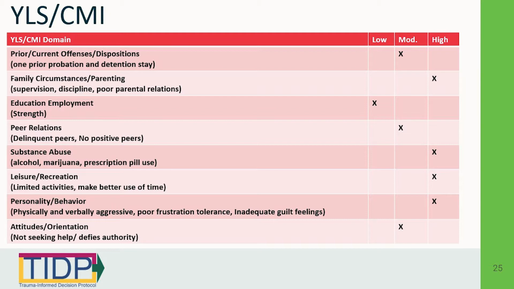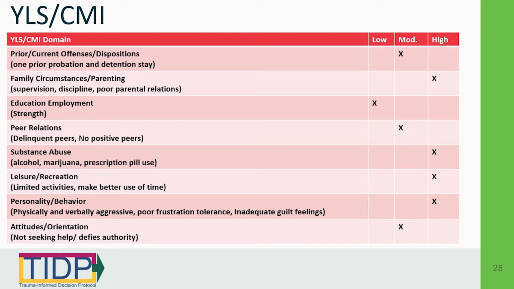AJ is also rated high on the personality behavior domain as well. This is in reference to his history and recent history of physical and verbal aggression in the home, identification as having poor frustration tolerance, and also referencing that particularly in relation to this aggression and also the robbery, he acknowledges feeling justified, and that he doesn't feel guilty about these particular difficulties.